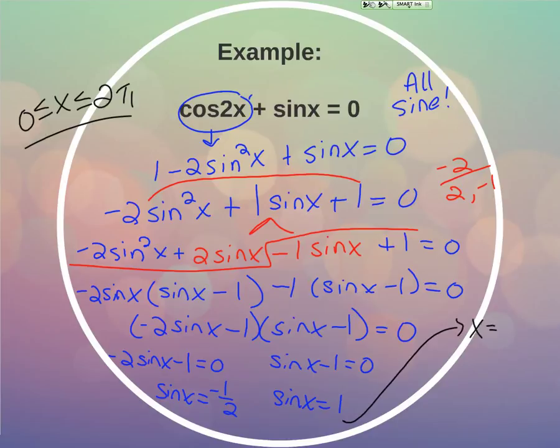So where does sine equal negative 1/2? Yep, that's one of them. And another one is 7 pi over 6. So that's where it equals negative 1/2. And then where does sine equal 1? Yeah, I think I wrote something down wrong before. Because it does. That's right. Okay.